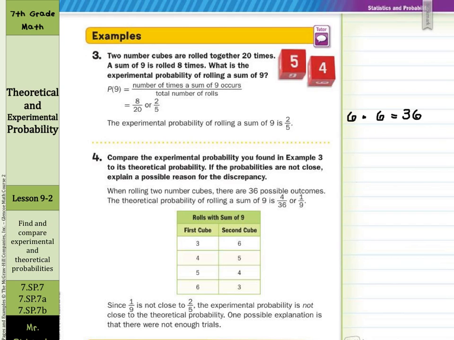If you wanted to compare these as decimals, once again, 1/9 is 0.1 repeating. 2/5 is 0.4 or 4/10, so those are nowhere close. So the experimental probability was much higher than the theoretical probability. One possible explanation is that there were not enough trials, which is true. There's only 20 times where the dice were rolled, and so maybe that's not enough to get a truly good experimental probability. Let's continue on to our got it questions.